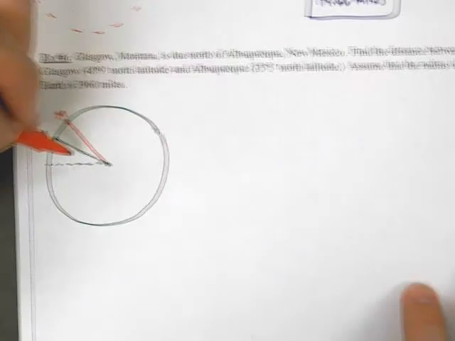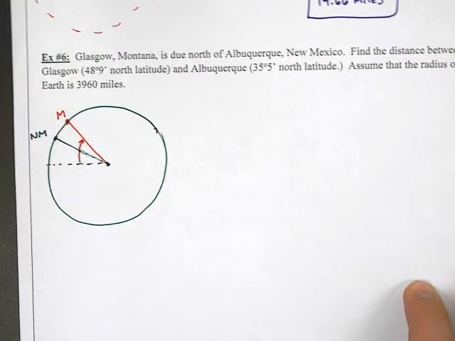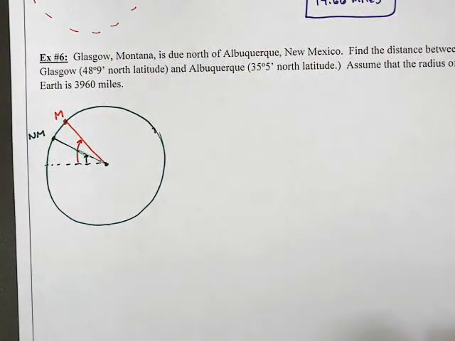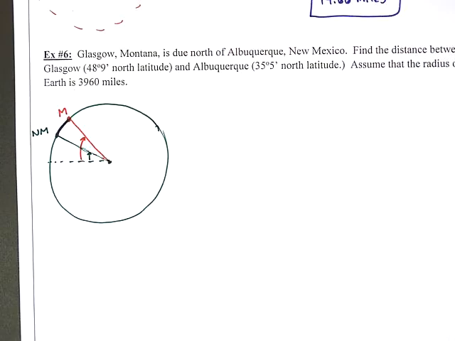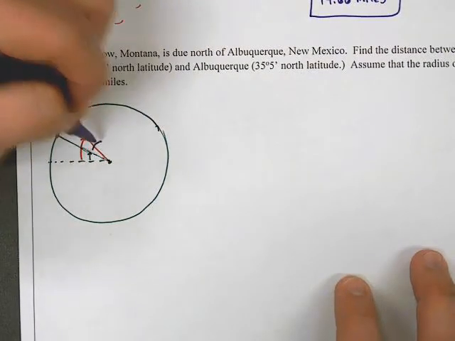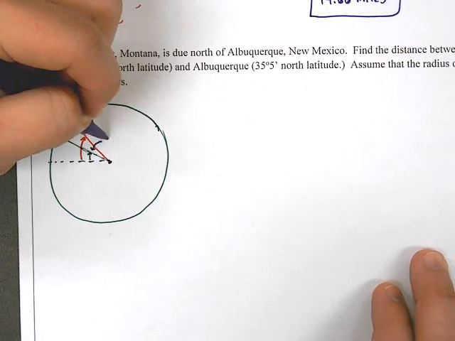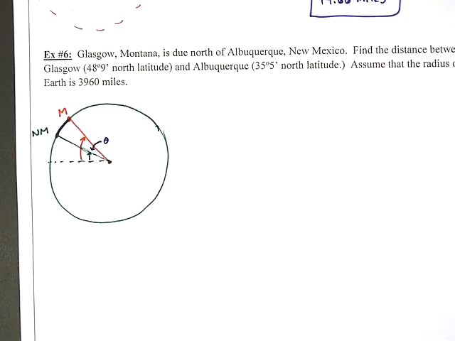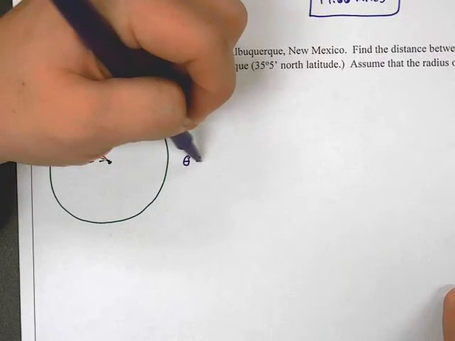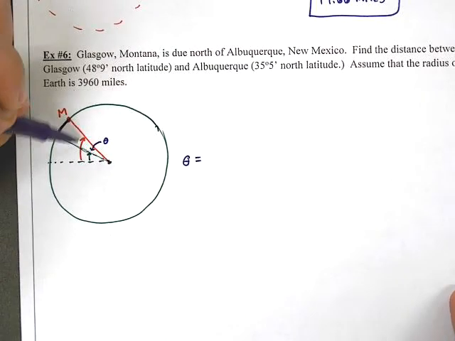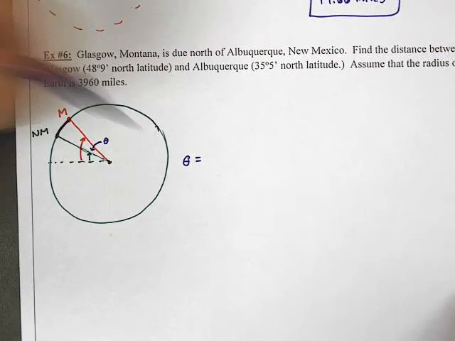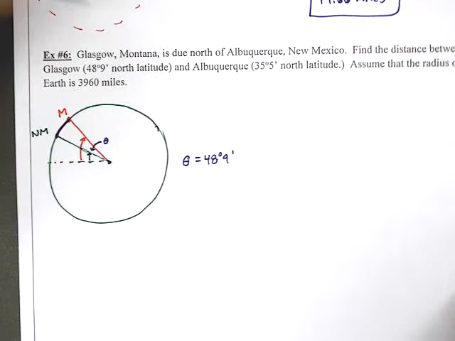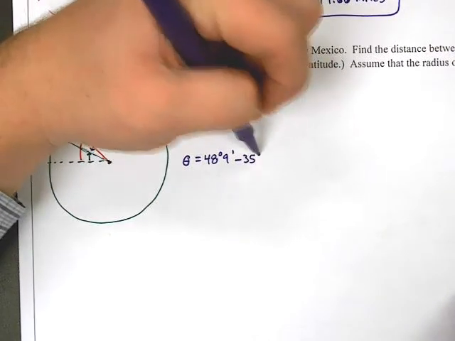And what, again, I need you to understand is, what am I going to do? I want this right here, that distance between them. Well, that tells me, guys, that I need this angle, this theta. So what you're going to have to do again, guys, you're going to have to say theta equals, and you've got to find the difference, right? You know that from here to Montana was 48 degrees, 9 minutes. New Mexico was 35. So you need to find the difference. So 48, 9 minus 35, 5.